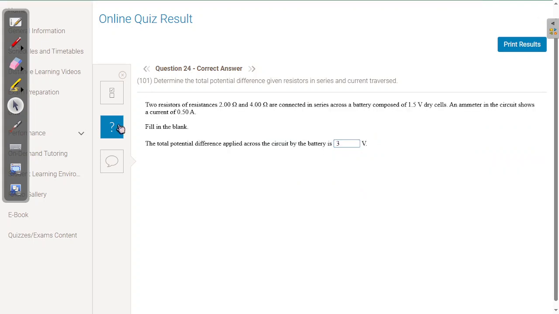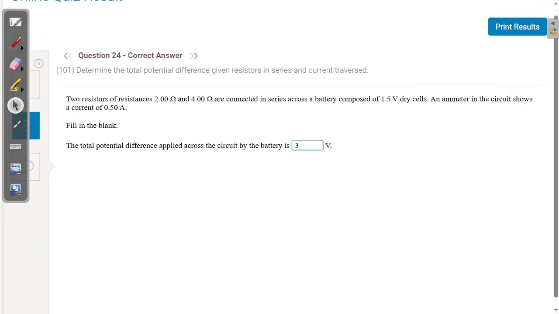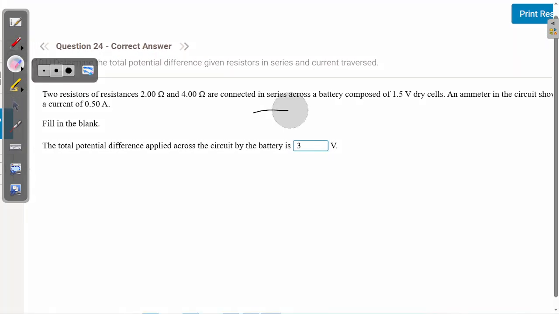Okay, two resistors of resistances 2 and 4 ohms connected in series across a battery of 1.5 dry cells. An ammeter shows a current of 0.5. The total potential difference is what? It's not 1.5 because they said cells, multiple, so we don't know how many there are.